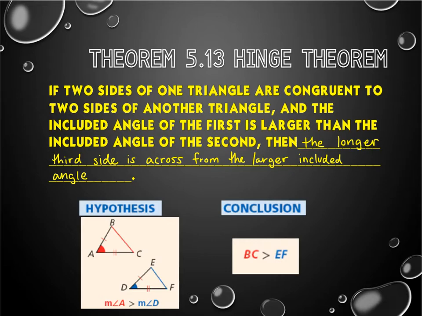Okay, so the hinge theorem states that if two sides of one triangle are congruent to two sides of another triangle and the included angle of the first is larger than the included angle of the second, then the longer third side is across from the larger included angle.